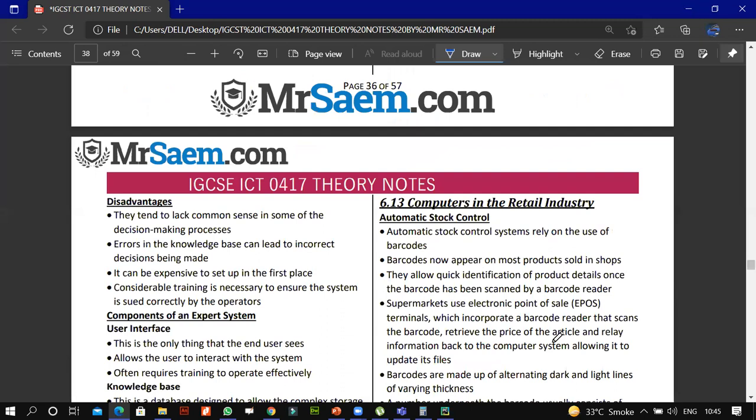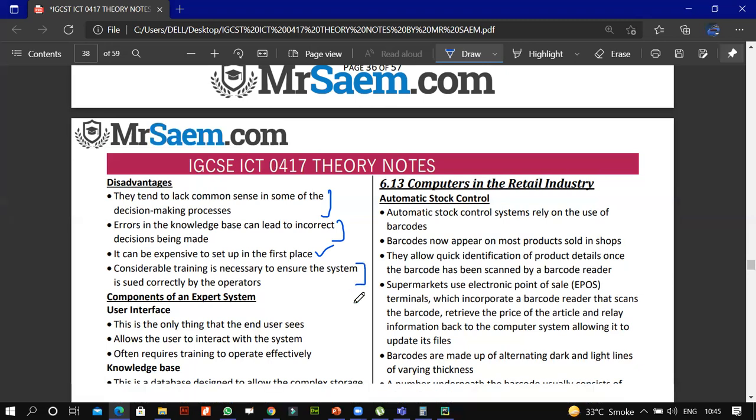So obviously, at times there could be a problem with decision making, because if the expert system cannot answer you properly, you cannot make a decision. There could be errors in the expert system because it's a system. It could be expensive initially to buy it. And obviously, it's important that you train the people who are using the expert system. That's something really important.